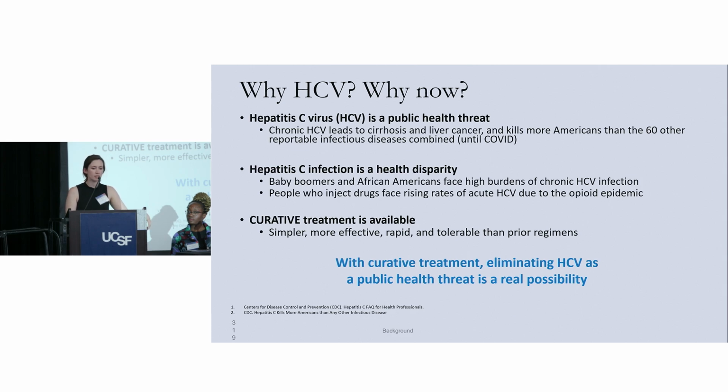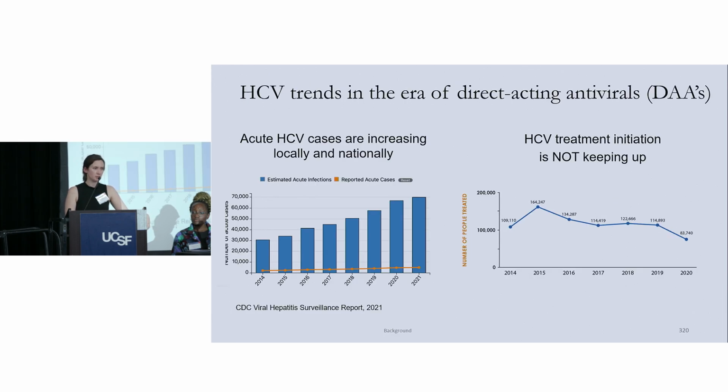And so, taking all of this together, the idea of eradicating hepatitis C as a public health threat is a real possibility. Unfortunately, if you look at the trends of what's actually happening with hepatitis C infections right now, things are not moving in that direction. This is CDC data from 2021 showing that acute hepatitis C cases are actually increasing, and initiation of treatment of hepatitis C is not increasing to keep up with these increasing risks of infection. Since we know that this is a disease of disparities, these treatments are needed most by really vulnerable patients who are often the last to access new treatments that arise.